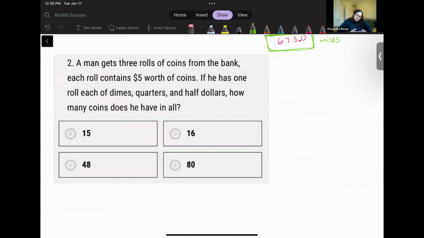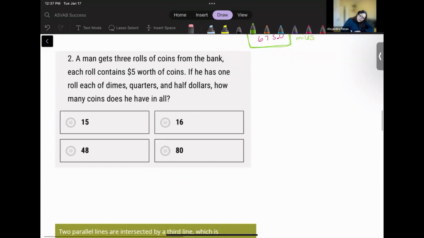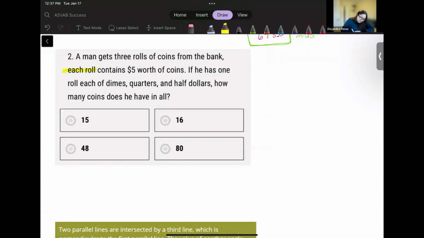Okay. The next one says, a man gets 3 rolls of coins from the bank. Each roll contains $5 worth of coins. If he has one roll each of dimes, quarters, and half dollars, how many coins does he have in all? Oh, okay, this is going to be a few proportions. So the first thing he tells me is that each roll contains $5. So one roll has $5 in coins, whether it's in dimes or in quarters or in half dollars. I haven't seen a half dollar in years, but how many coins does he have in all?